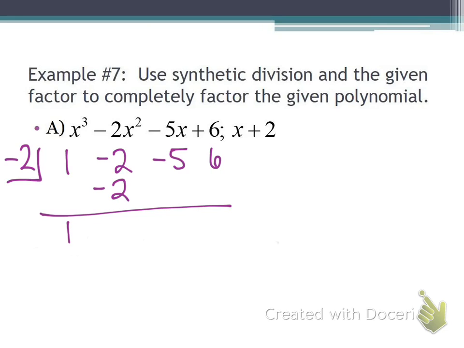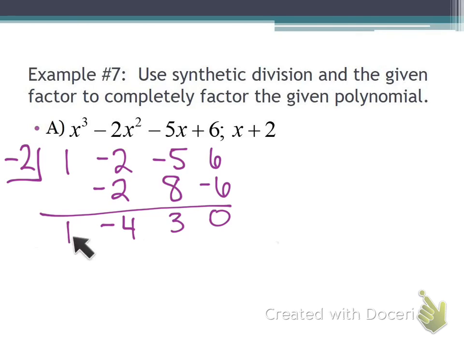It's -2. Add that to another -2. We get -4 multiplied by -2, +8. Add that to a -5. We get a +3 multiplied by a -2, -6. Add those, we get 0, a remainder of 0. That needs to happen if we're going to be able to factor it more. Okay, so if you have a problem like this, worded this way, and you don't get a remainder of 0, something went wrong. Okay, so just keep that in mind.